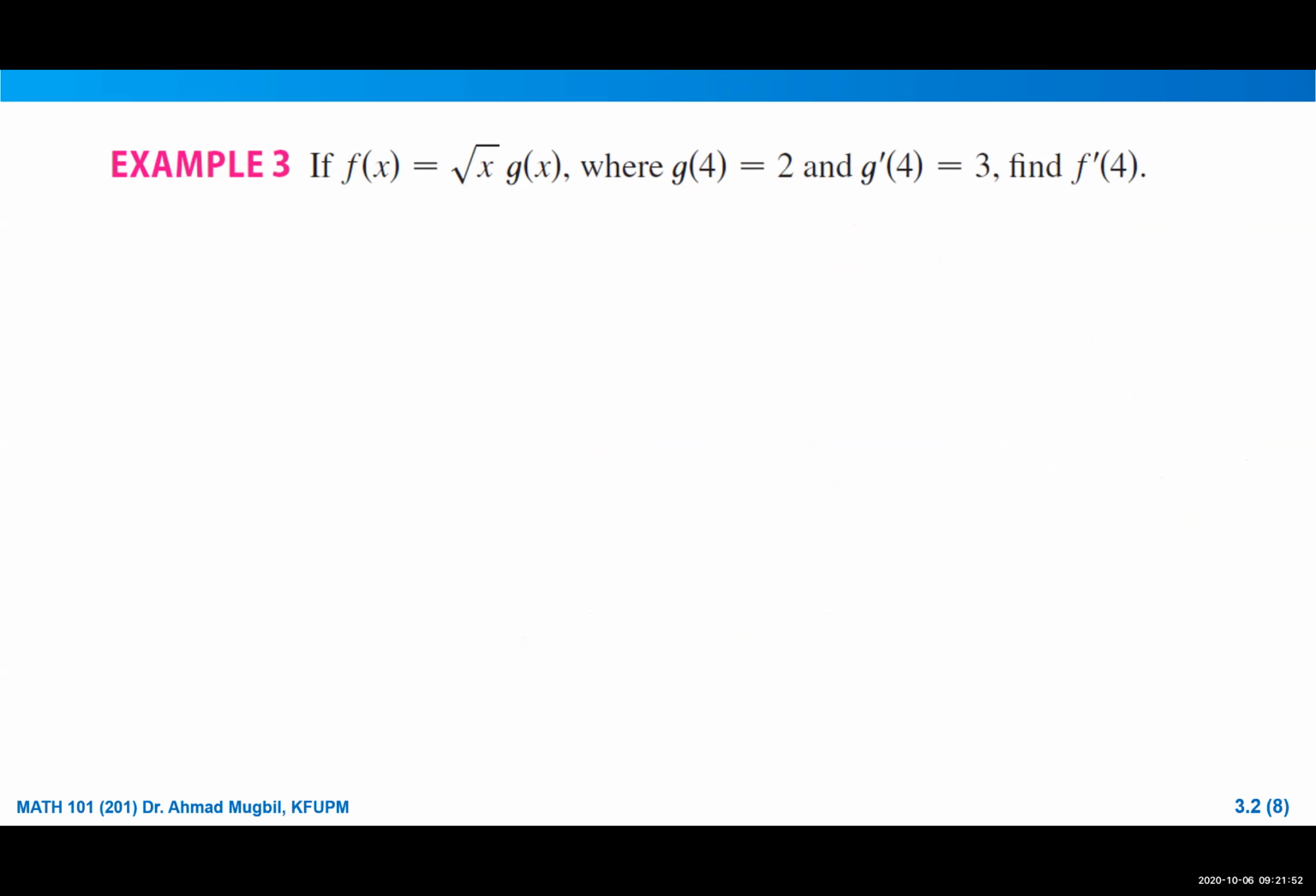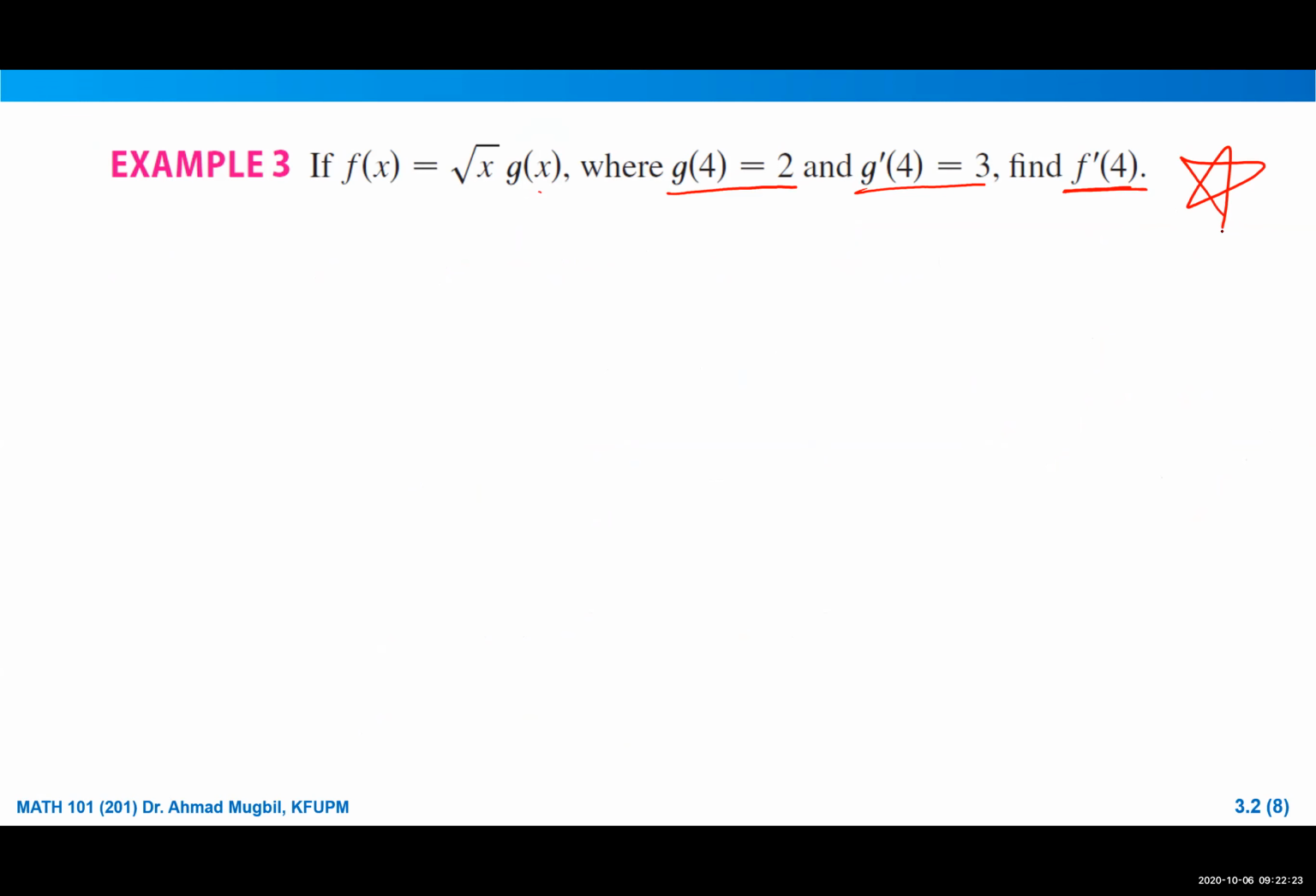Now, another kind of question. When you have this type of question, you have square root of x multiplied by another function. Now, if he gave you g at 4 and g prime at 4, and he wants you to find f prime at 4, very nice trick here. This is the type of question that you may have in the exam. It is not direct. The previous ones were direct. What is the idea?